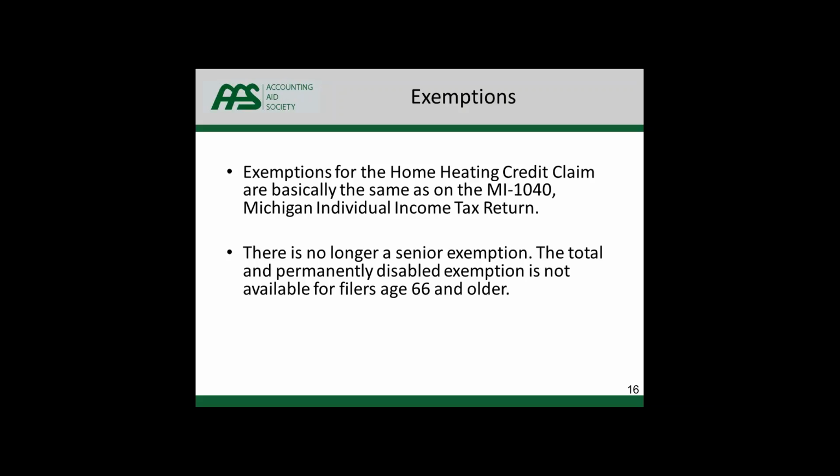Another comment on exemptions. For heating credit purposes, to claim a child, they must live with you. For federal tax and for Michigan income tax, sometimes a non-custodial parent might be able to claim an exemption for a child if the custodial parent waives the child over to the other party. For heating credit, for the children, you look at who is actually living with you.